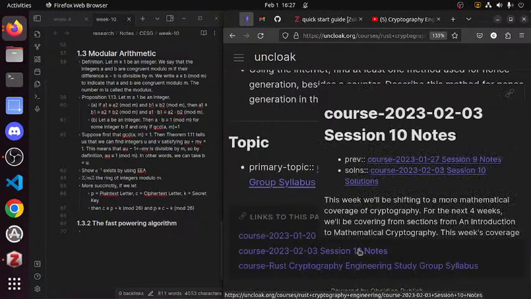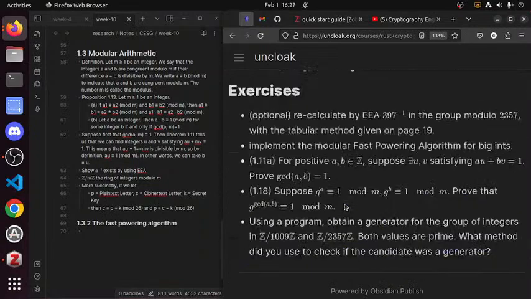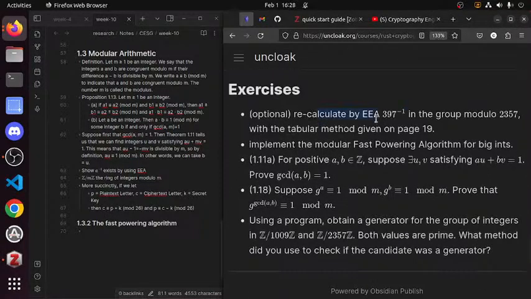So let's see, if we go to session 10 notes. There's recalculate the extended Euclidean algorithm on the inverse of 397 in the group modulo 3257 with the tabular method. I do want to try that out tomorrow. Kind of like stream, take the notes, then go to my tablet and just try and write it out. Implement the fast powering algorithm for big ints. That's just something I need to spend like an hour with, or maybe a couple hours with, and just try and get it done.